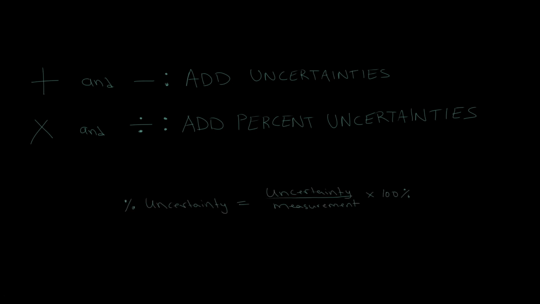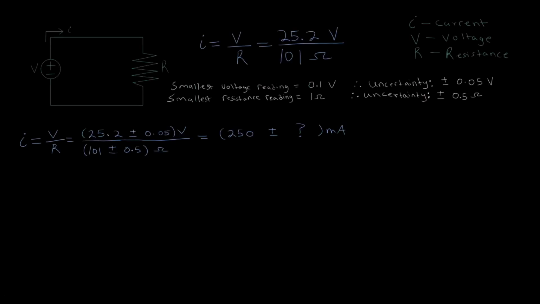The percent uncertainty of a measurement is equal to the uncertainty divided by the measurement times 100%. So for the voltage, the uncertainty on that measurement was 0.05 volts. The actual measurement of the voltage was 25.2 volts. We then multiply that by 100% and we get 0.198%. And this is the percent uncertainty on the voltage.